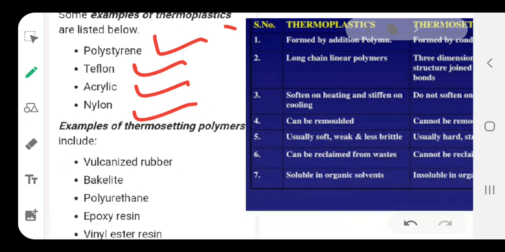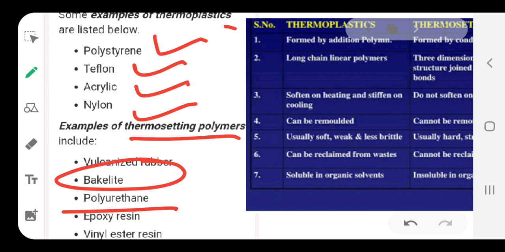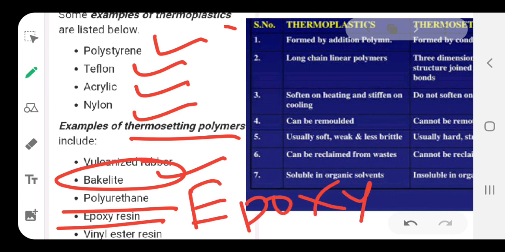In case of thermosetting plastics or polymers, we have some names. One is called bakelite. This term is also mentioned in your textbook. Another is polyurethane, underline the word. But even if you remember bakelite, it is more than enough. Other is epoxy resin. It is also a good name to learn about. Epoxy resin. So you can have this word in your reference material. So they are thermosetting plastics.